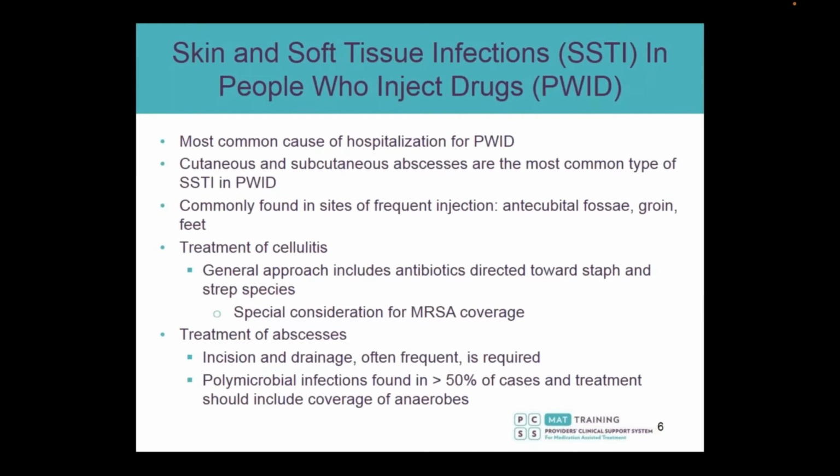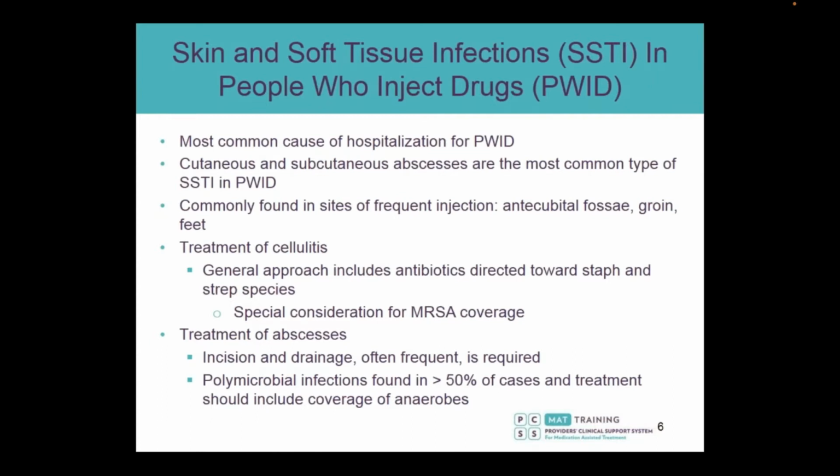Treatment of more superficial skin and soft tissue infections like cellulitis includes antibiotics directed towards commonly found skin microbes, including staph and strep species. We do need to have special consideration for methicillin-resistant Staphylococcus aureus coverage. And it's important to know your area microbiome coverage and be sure to cover appropriately if you have a high index of suspicion that the patient may be presenting with MRSA.